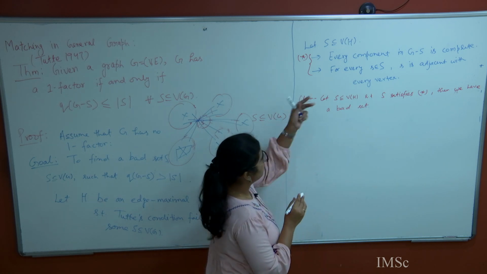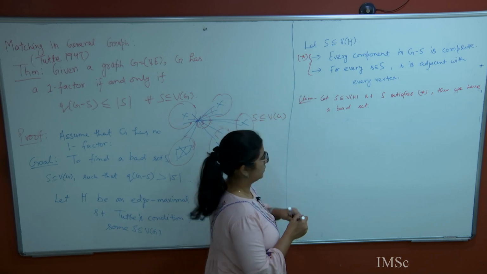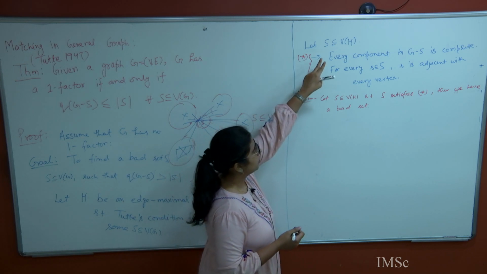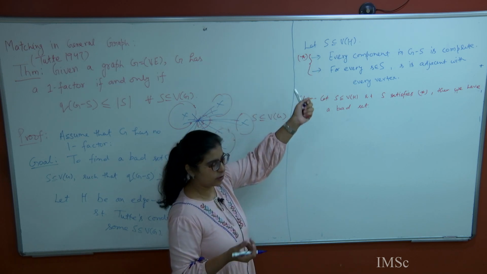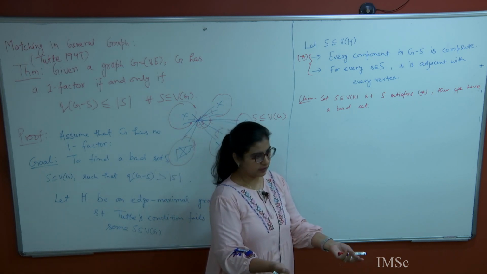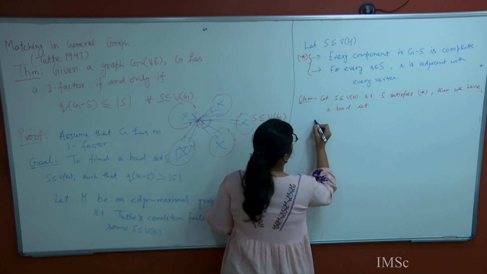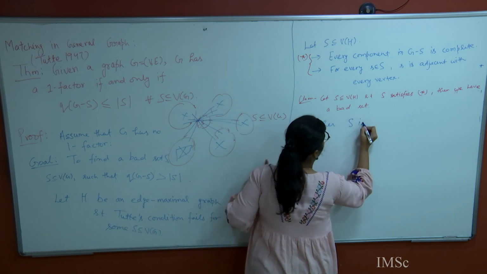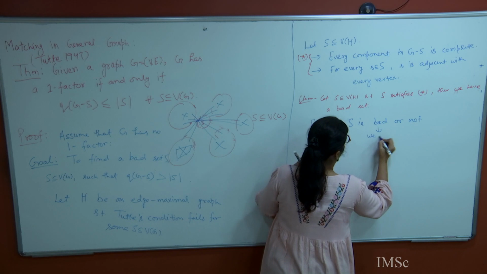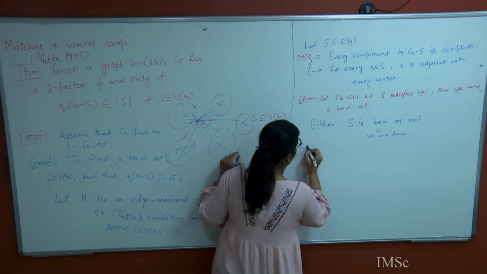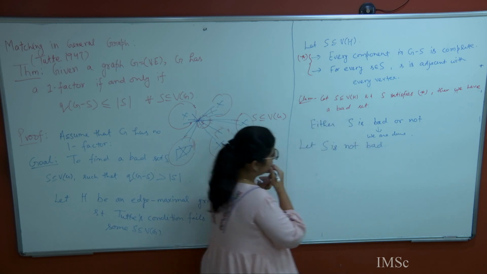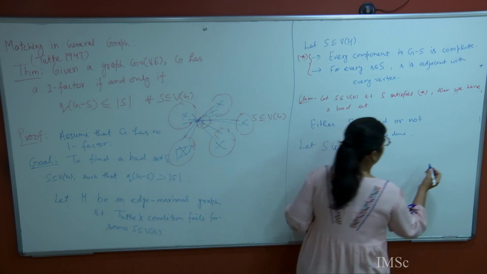So suppose such a set S exists. So either S is bad or not bad. So if S is bad, then that is my bad set which I wanted to find, and I found it. So I am done. So if S is bad, then we are done. So, let S be not bad. If S is not bad, what does it mean?